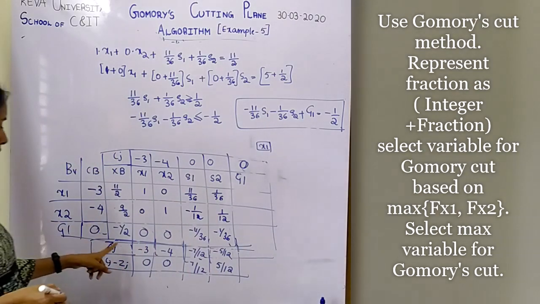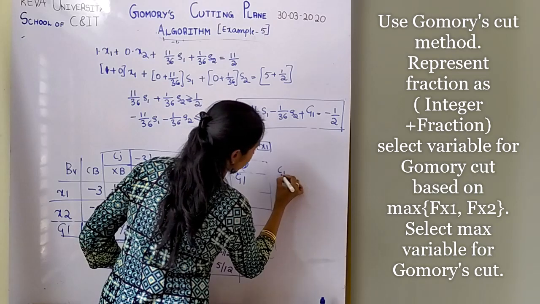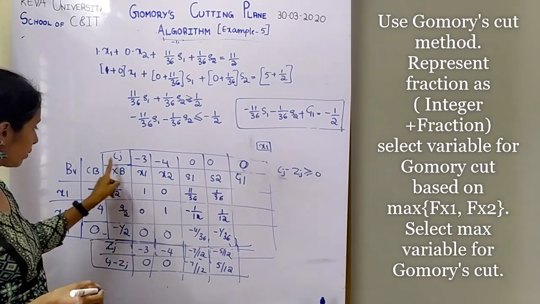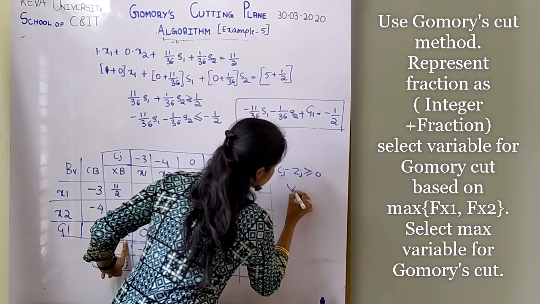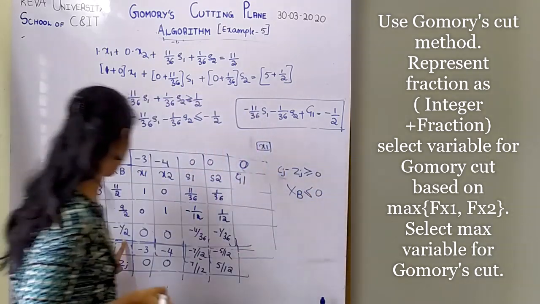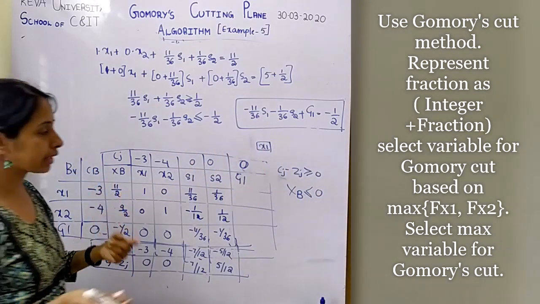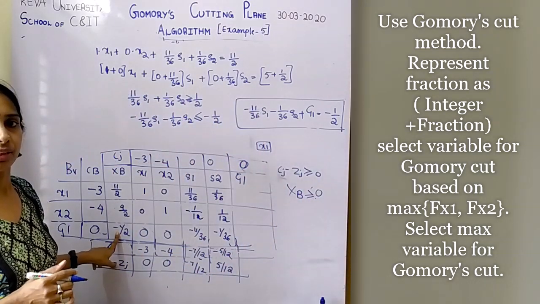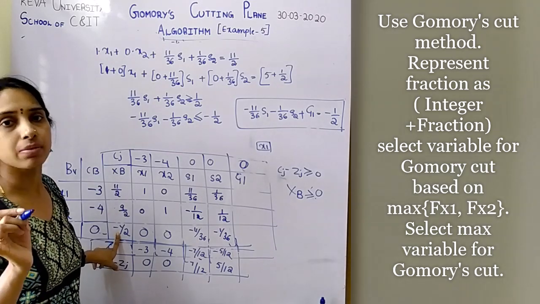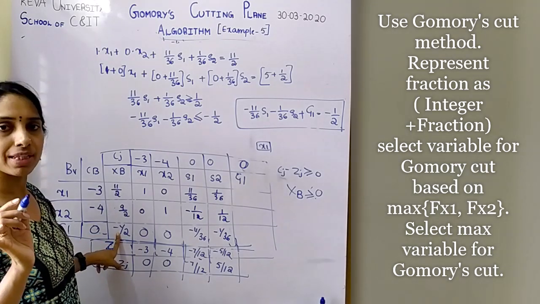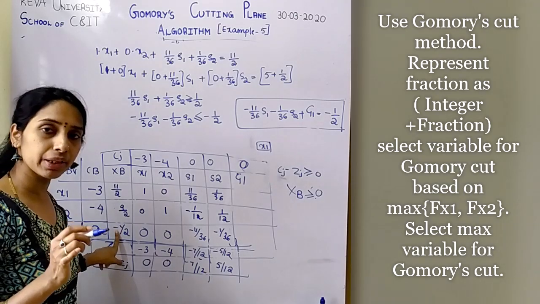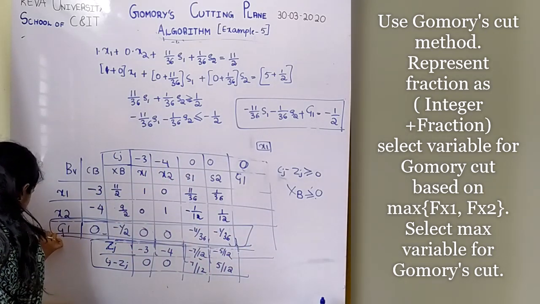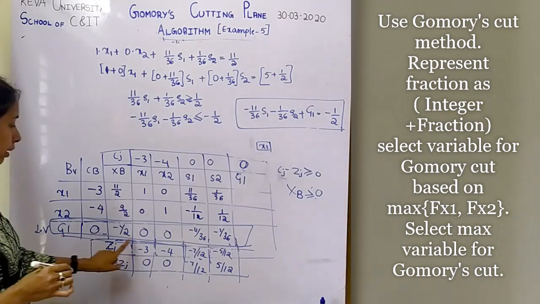Now here all Cj minus Zj is greater than or equal to 0, and whether all our xb values are positive? No. Since xb value is less than 0, because our optimality condition says this should be greater than or equal to 0. But in our case it is less. So we have to use the dual simplex method. So in case of the dual simplex method, the most negative number of xb will be considered as the leaving variable. This will be our leaving variable.